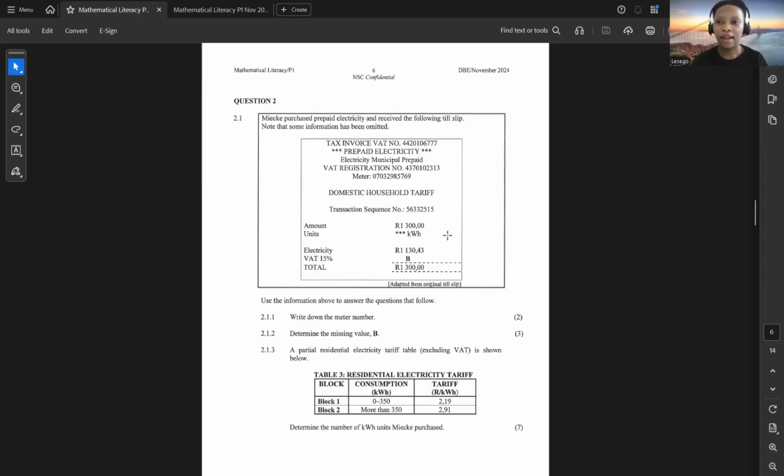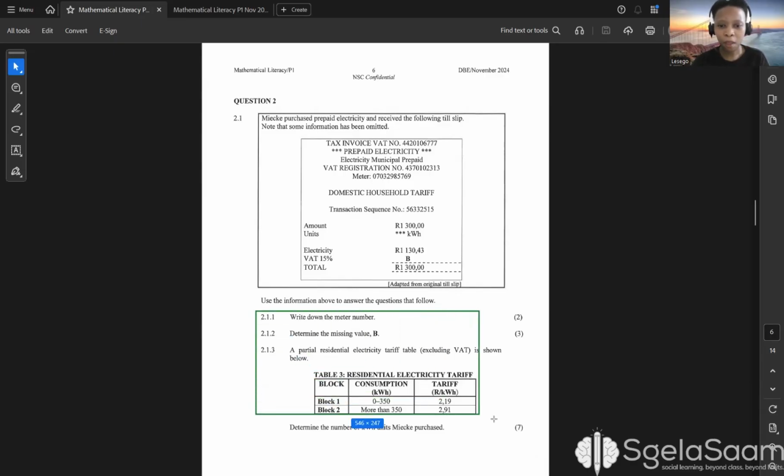Okay, so we are at question 2, and we were looking at a till slip for electricity. So it's a purchase prepaid electricity bill, and we're going to look at the questions as we had ended off in the previous recording. We have about 3 questions, and a big one with 7 marks, meaning there'll be a lot of calculations required. In the first one, we will just start from where we left off.